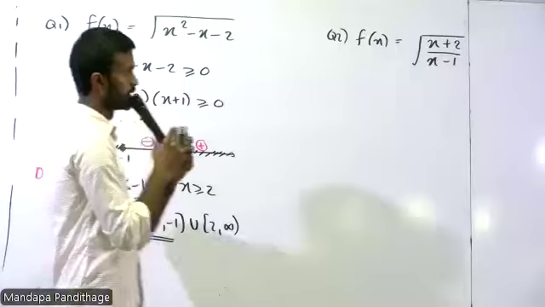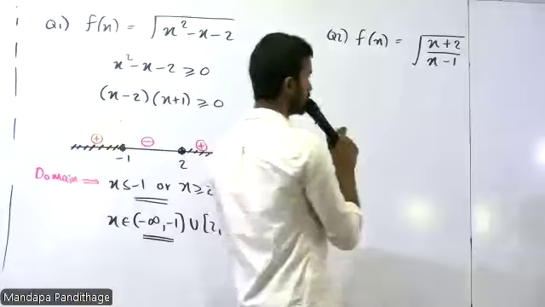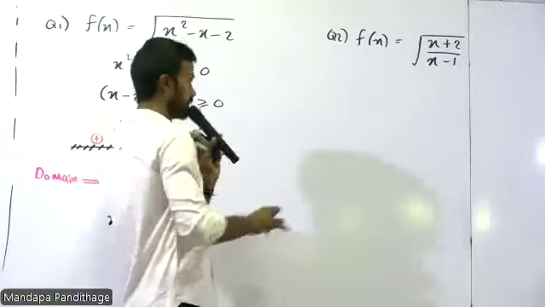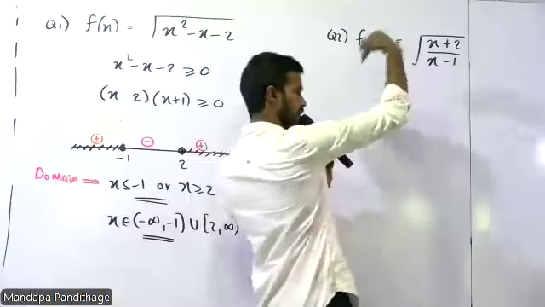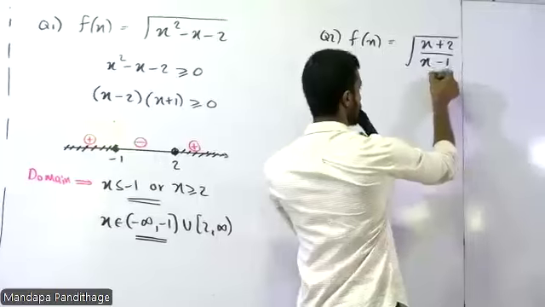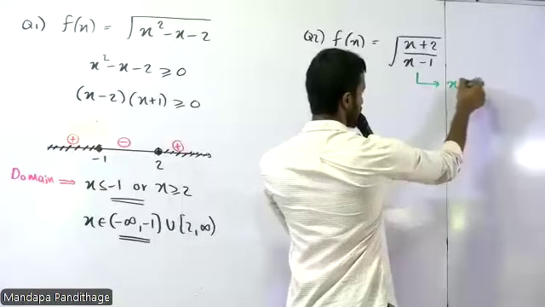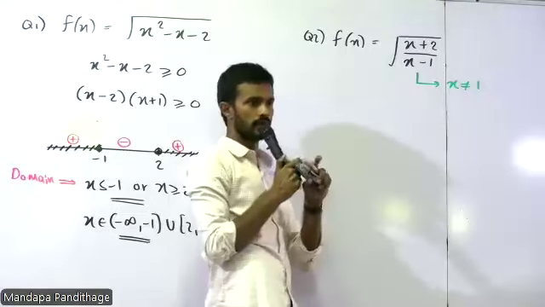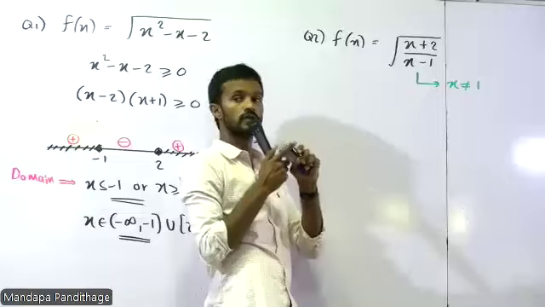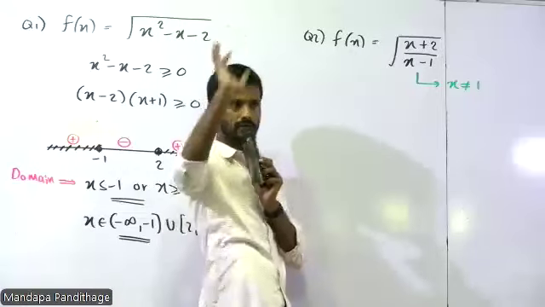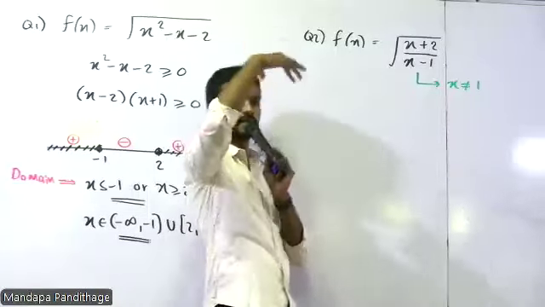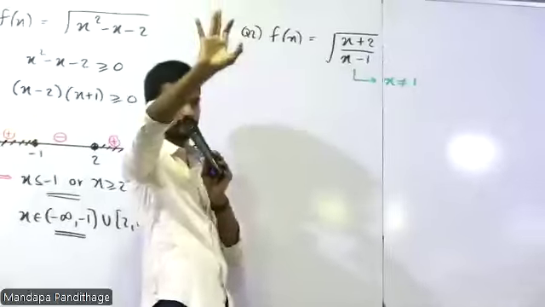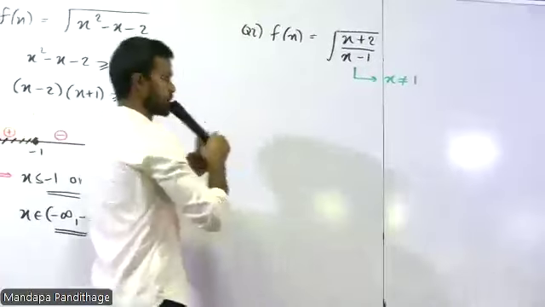One thing is, when you have a denominator, we know that even though it's inside a square root or not, the denominator can't be 0. So we can exclude x equals 1. Even though it's inside a square root or not, it can't be 1. It can't be 0. Clear?